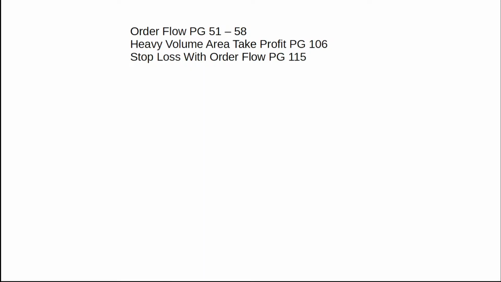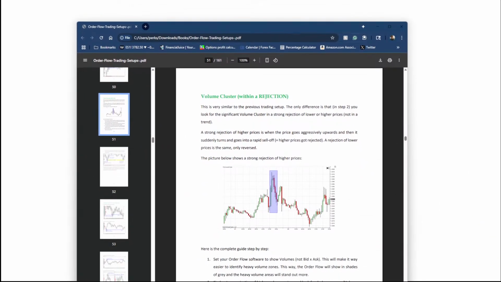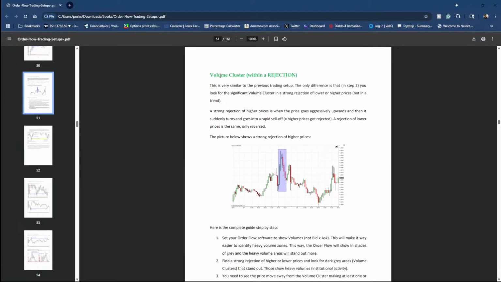I definitely have not taken this verbatim from Trader Dale's book. But like I said at the very beginning, definitely read his book. There's so much good quality information in there. So first, we're going to be talking about the volume cluster within a rejection, which we just kind of covered, but we're going to look at it again really quickly.